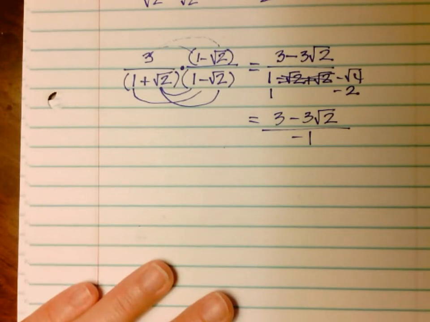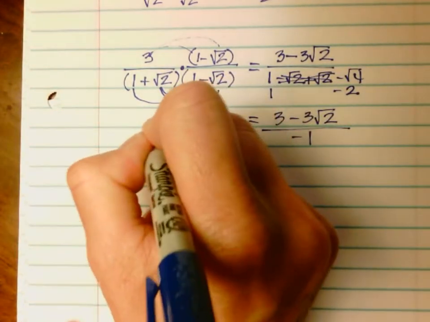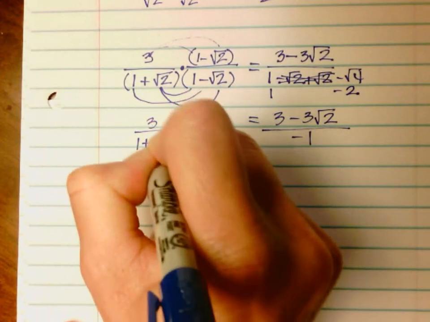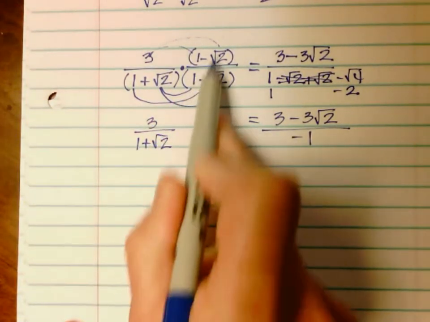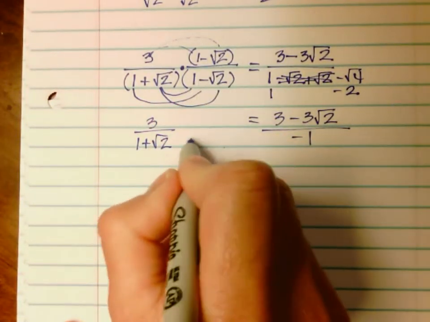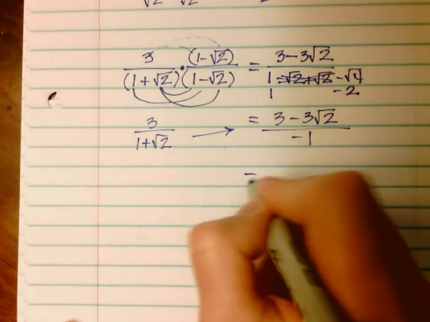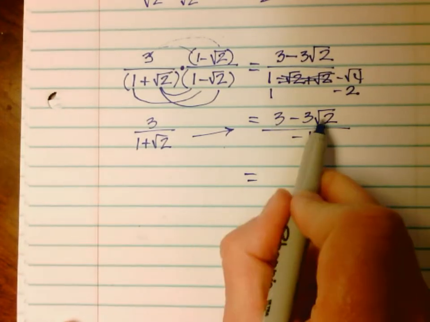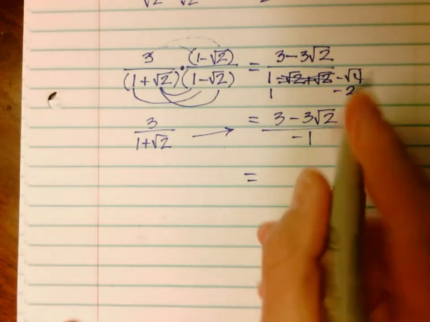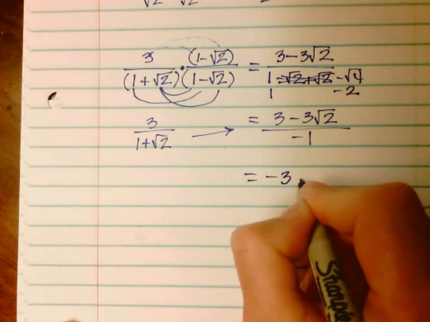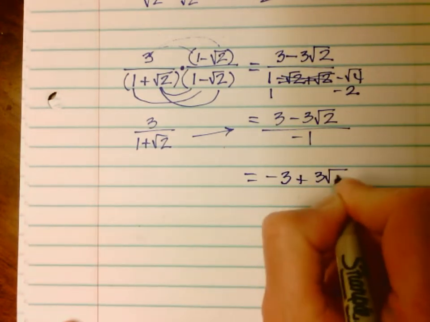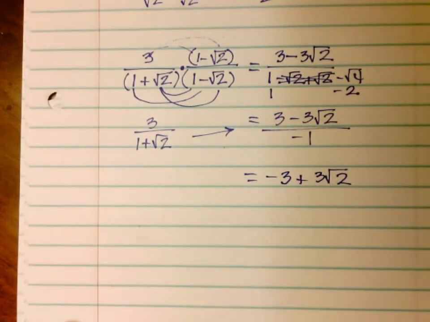And we've just changed 3 over 1 plus radical 2. We've multiplied it by 1, and so we have an equivalent expression. We could actually divide each of these terms in the numerator by negative 1 to simplify it even more. And there you go.